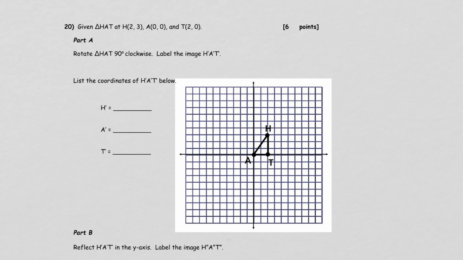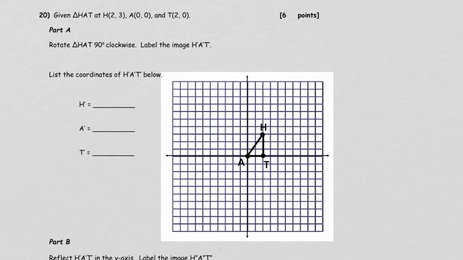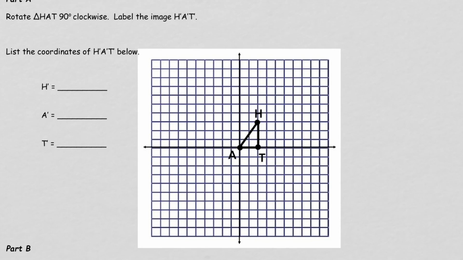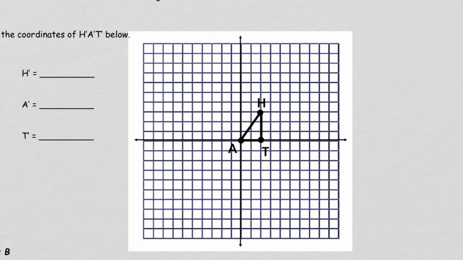All right, almost done. Given triangle HAT at these coordinates, first it wants us to rotate it clockwise. So in order to rotate it clockwise, remember you want to turn your paper clockwise and have a look at where those coordinates are when they end up in the third quadrant.